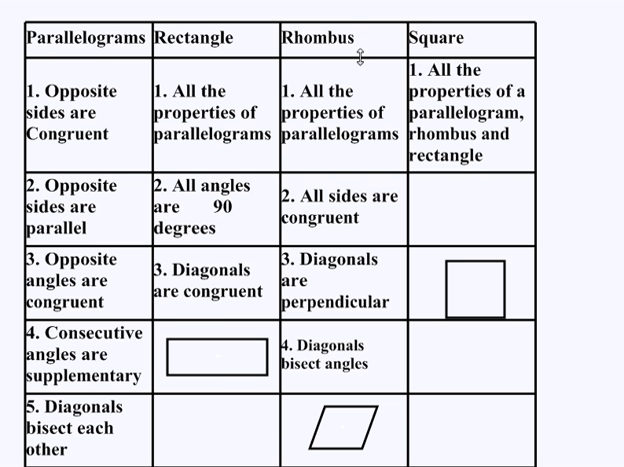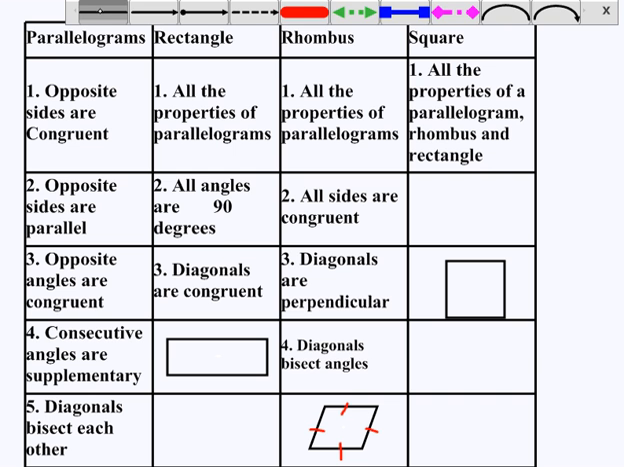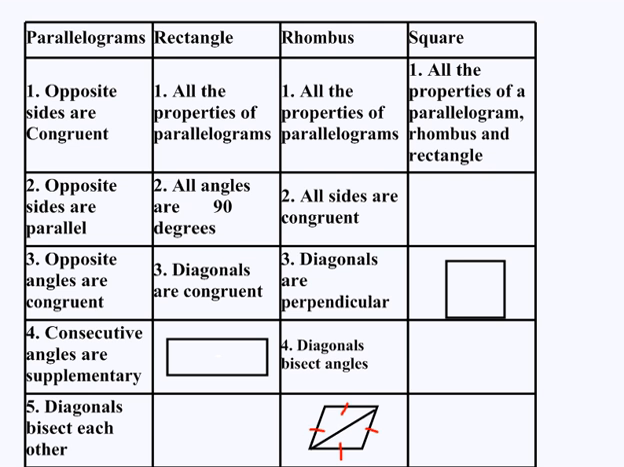A rhombus has all the properties of a parallelogram, and in addition to that, in a rhombus, all the sides are congruent. The diagonals are also perpendicular. So if I draw the diagonals of this rhombus, these diagonals make 90-degree angles. So this is a 90-degree angle there, 90-degree angle there. Now let me make that look more like a box. Right, 90-degree angle.